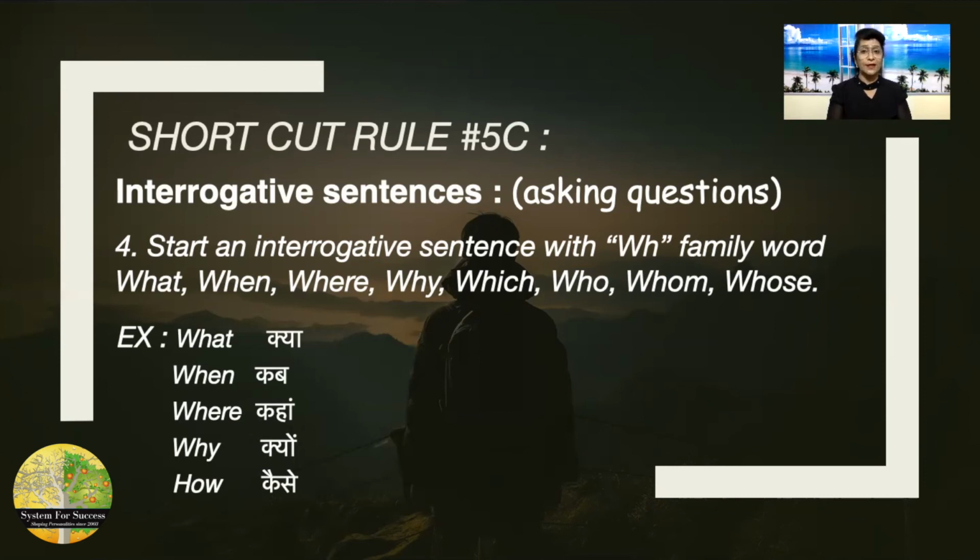Where means kahan? Where is the bank? Where is an ATM counter? Where's the station? Where's the airport? Where's the beach? Where are you? Where are they? Where is your house? Where's the garden? Why means kyun?